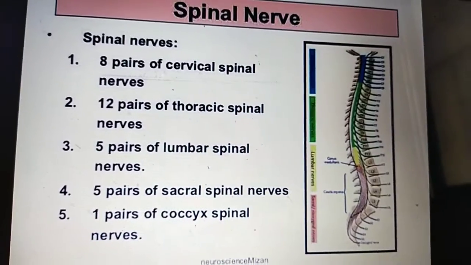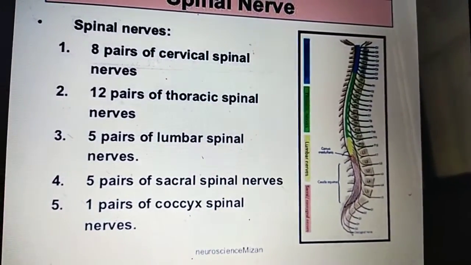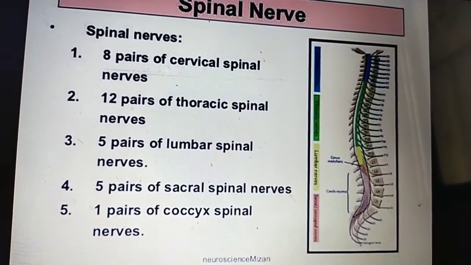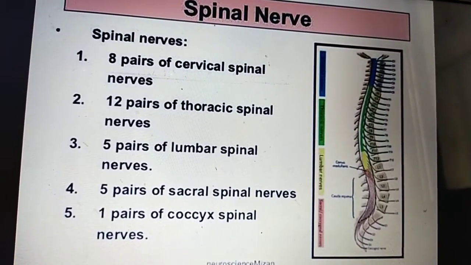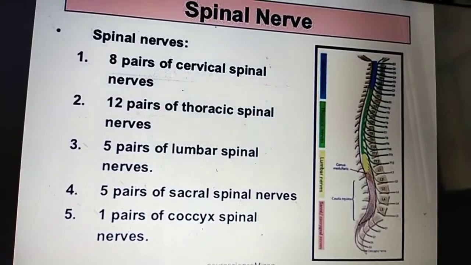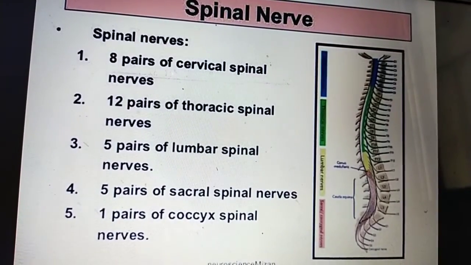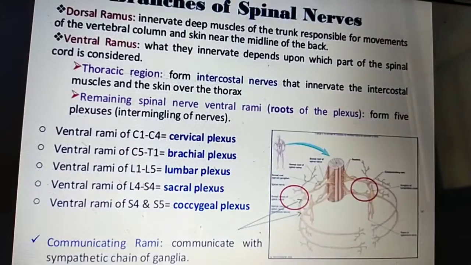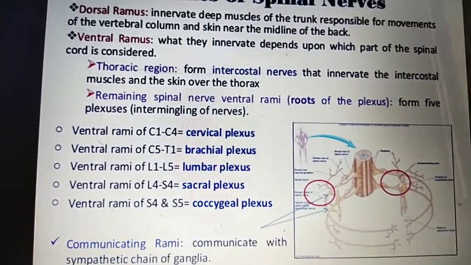The spinal nerves. There are 31 pairs of spinal nerves: 8 pairs of cervical spinal nerves, 12 pairs of thoracic spinal nerves, 5 pairs of lumbar spinal nerves, 5 pairs of sacral spinal nerves, and 1 pair of coccygeal spinal nerve. The branches of the spinal nerve.